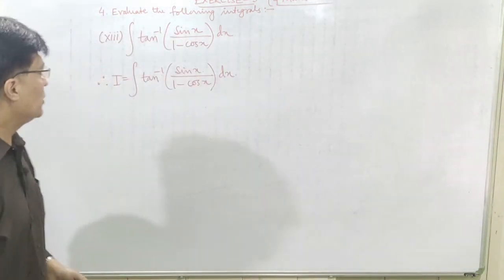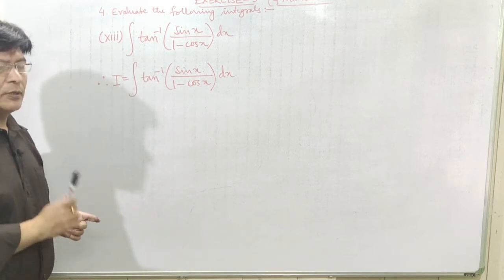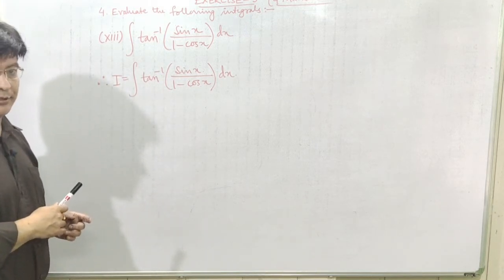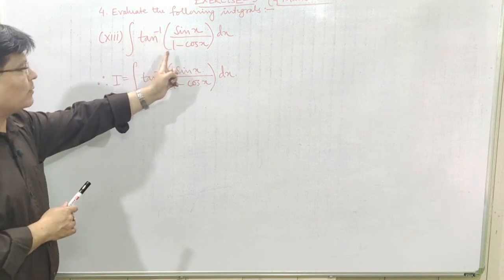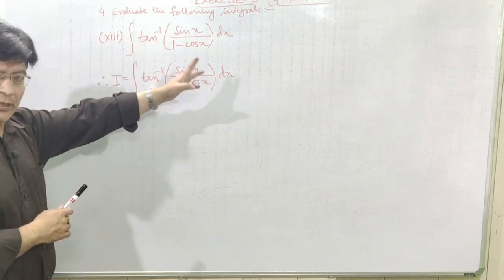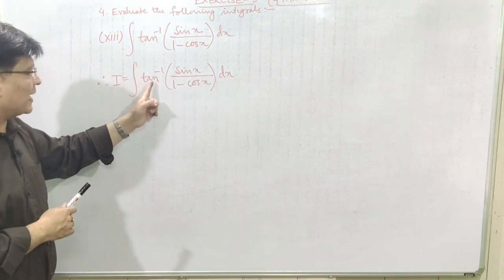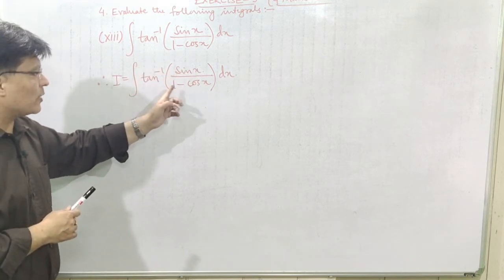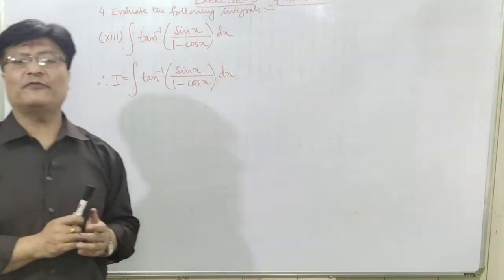So now we'll do the next question, that is question number 13 of exercise 4. You have to evaluate this integration: the integral of tan inverse within bracket sin x divided by 1 minus cos x dx. So let us write, let I be equal to the integration of tan inverse within bracket sin x upon 1 minus cos x dx. In this case an inverse circular function is given.